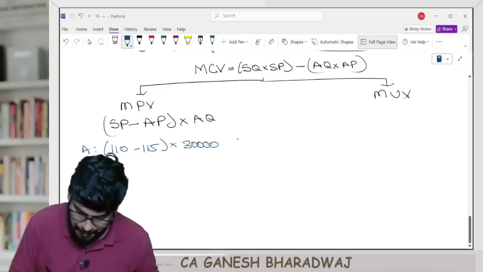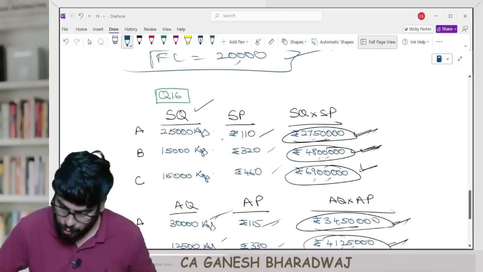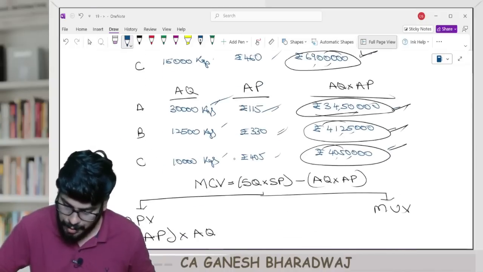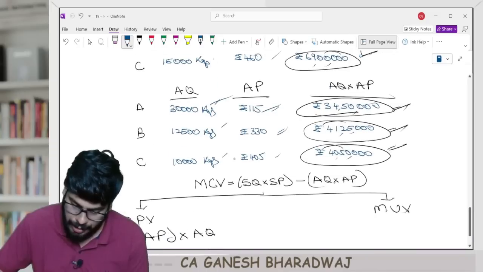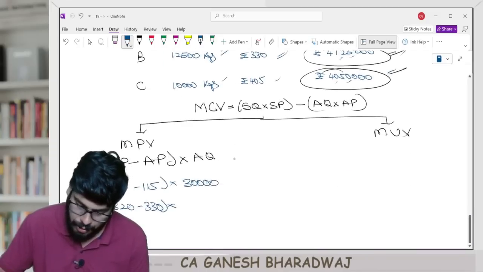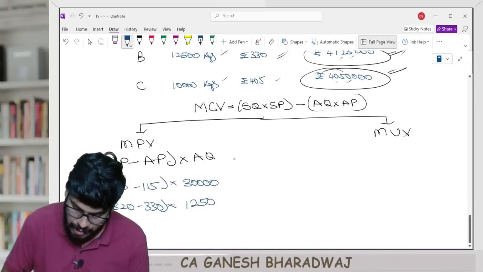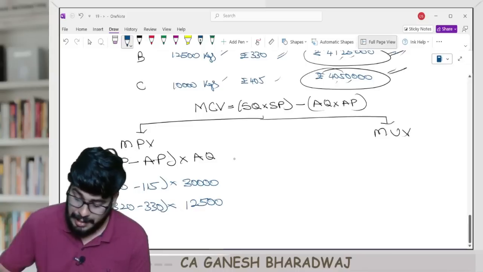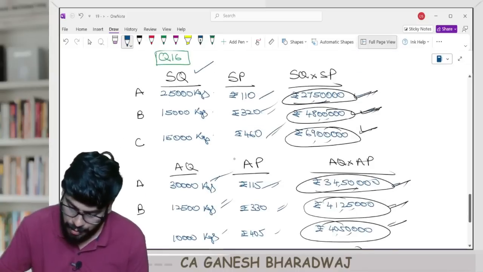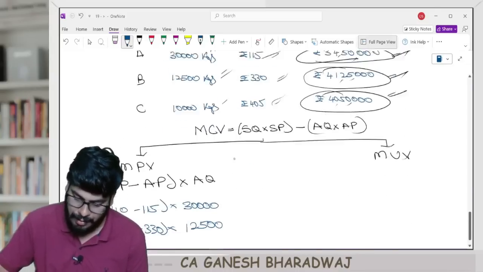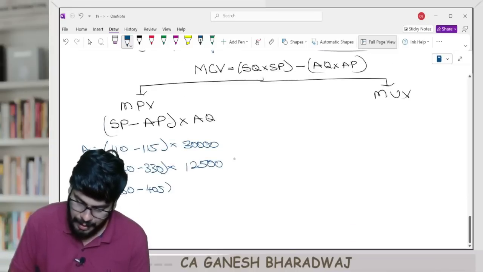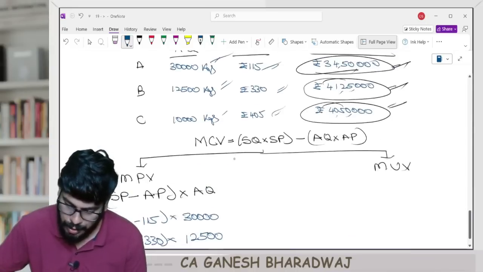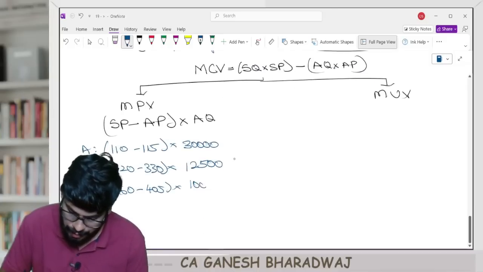Similarly, for product B, standard price is going to be 320, actual price is going to be 330. So 320 minus 330 into the actual quantity, 12,500. Similarly, for material C, 460 is the standard price, 405 is the actual price. 460 minus 405 into the actual quantity, which is 10,000 kgs.